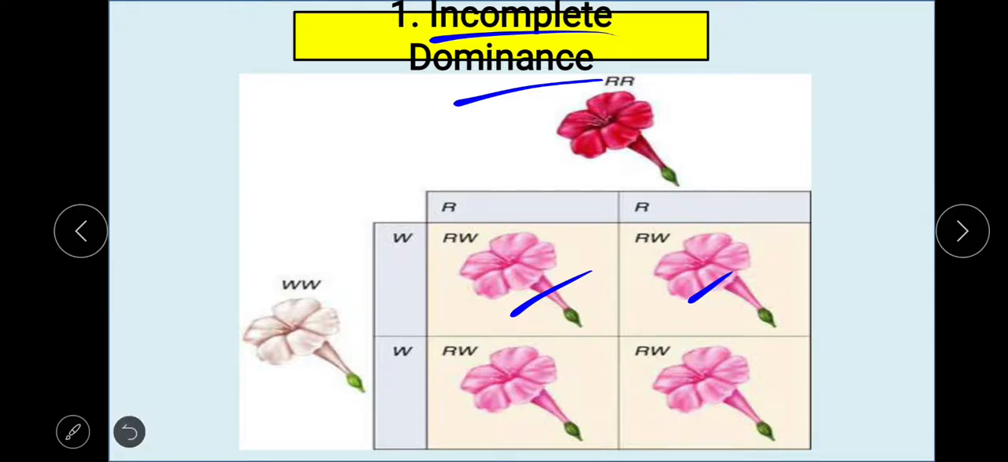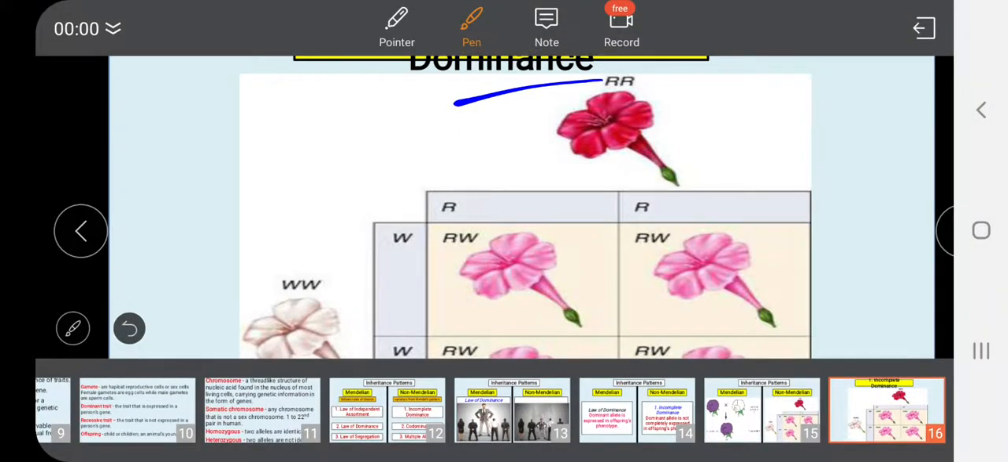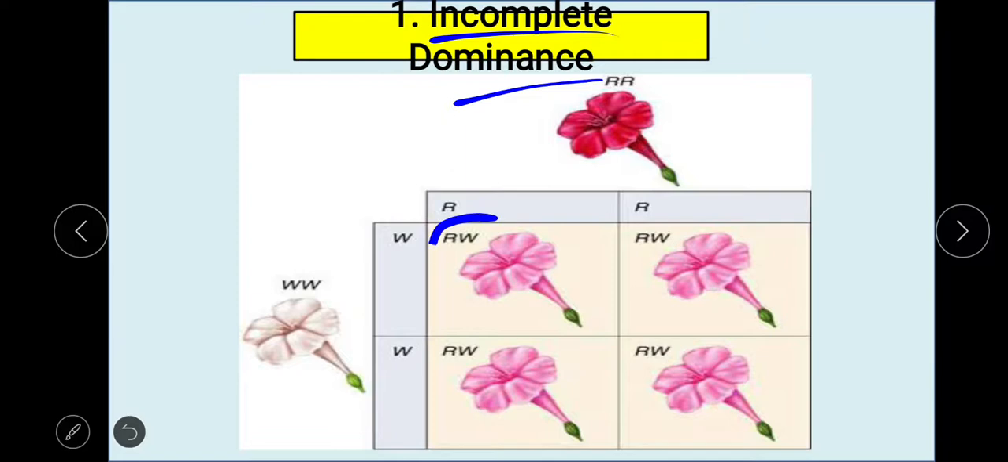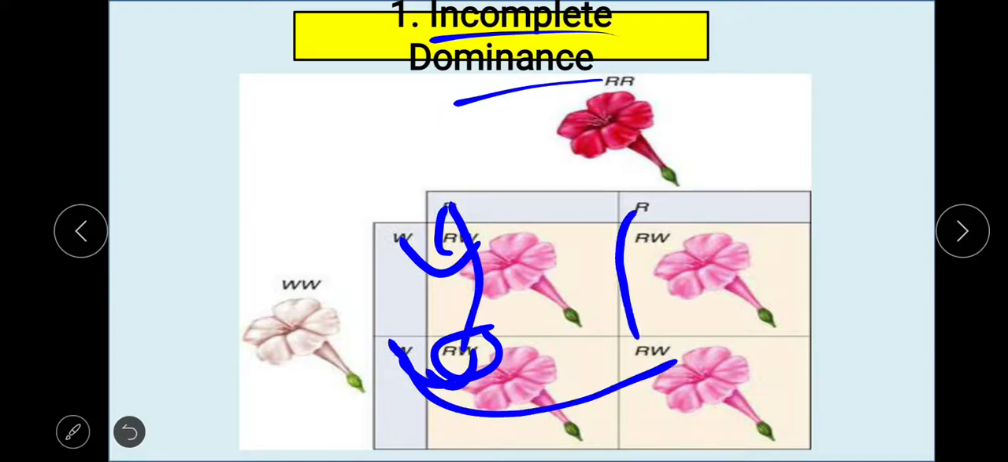Where did this genotype come from? By using the Punnett square, you can identify this one. For example, here, the genotype of this pink flower is RW because R is coming from here and W is coming from here. This one is RW because R is coming from here and W is coming from here. And this one is RW because of this one and this one. W here and R there. W here, R there. Okay.